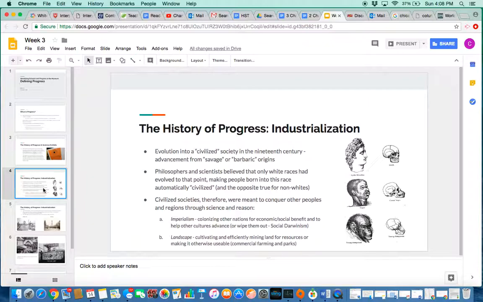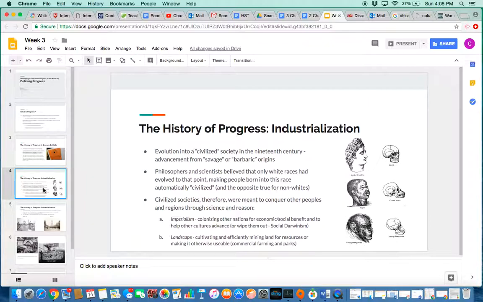So any person that is born into a white race is a civilized person by virtue of that entire race of people already becoming civilized. And the opposite becomes true for people who are not white. You're automatically born as a savage or barbaric person by virtue of your racial connection or your racial heritage. So these sorts of beliefs are used to justify a lot of relations and advancements across the world in this time period.